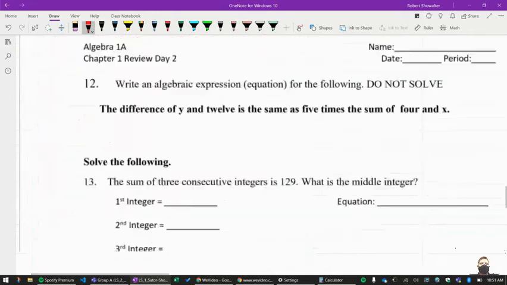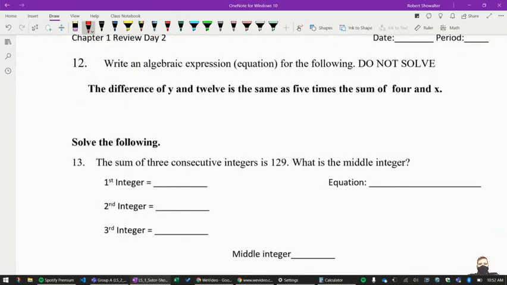Here we go. Number 12. Write an algebraic expression or equation for the following. Do not solve it though. All right. The difference of y and 12. So difference is subtract. So y and 12 is the same as equals 5 times. It's literally 5 times the sum. Ooh, we have two operations next to each other, so it's going to be a quantity, sum of 4 and x.